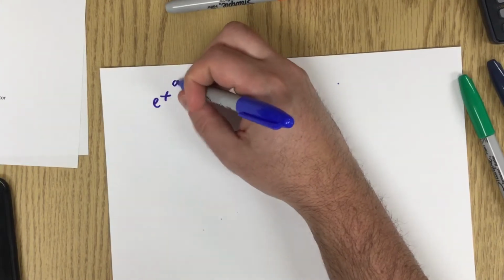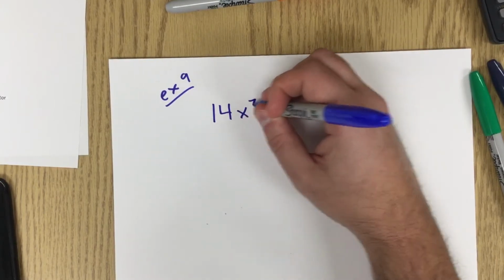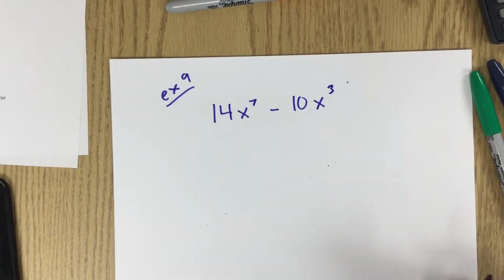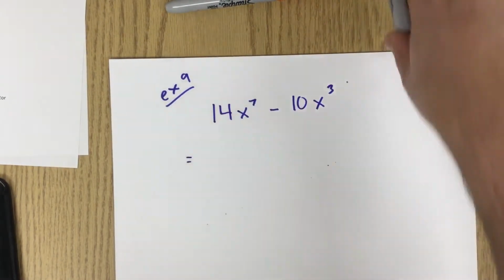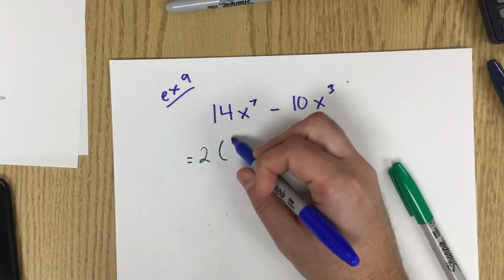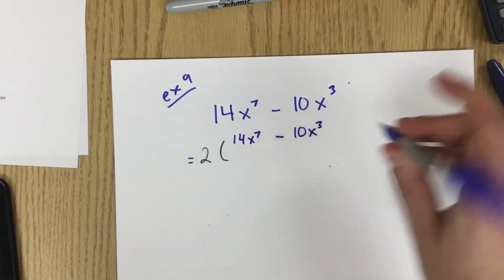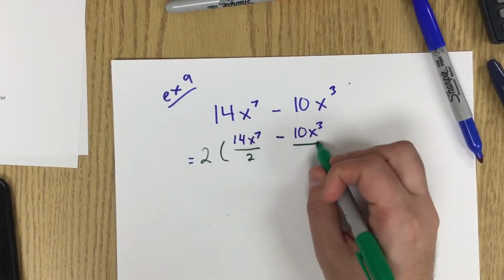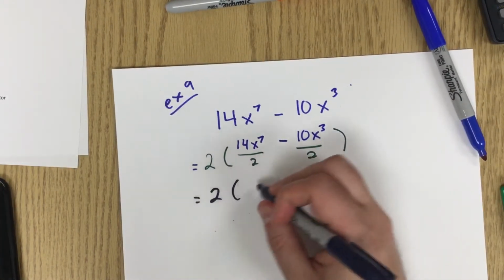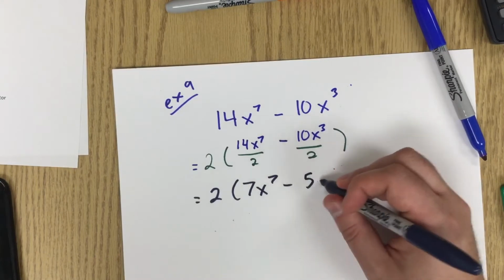Okay, example 9. 14x to the 7 minus 10x cubed. We'll start with the numbers. So the greatest common factor there is going to be 2. 14x to the 7 minus 10x cubed. Divide both of them by 2, and we get 2 times 7x to the 7 minus 5x to the 3.